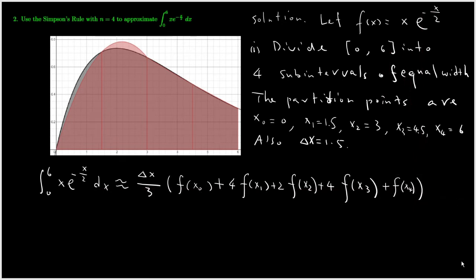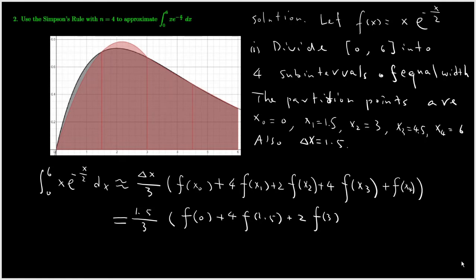We have all the numbers we need for this formula. Delta x is 1.5, and then x0 is 0, so we have the first term, the value of the function at 0, and then plus 4 times x1, 4 times the value of the function at 1.5, and then plus 2 times the value of the function at 3.